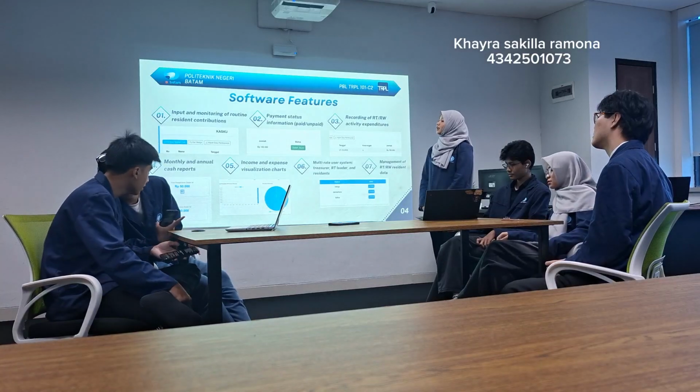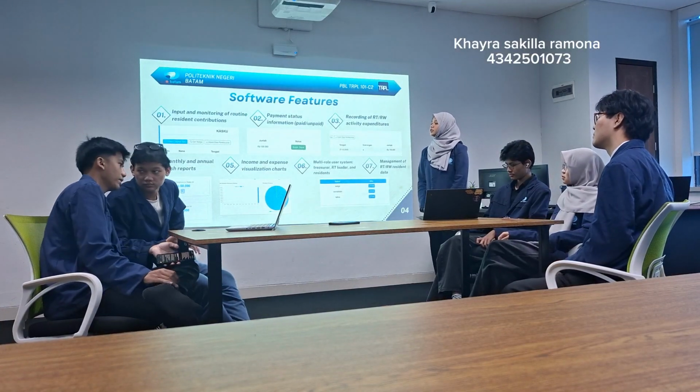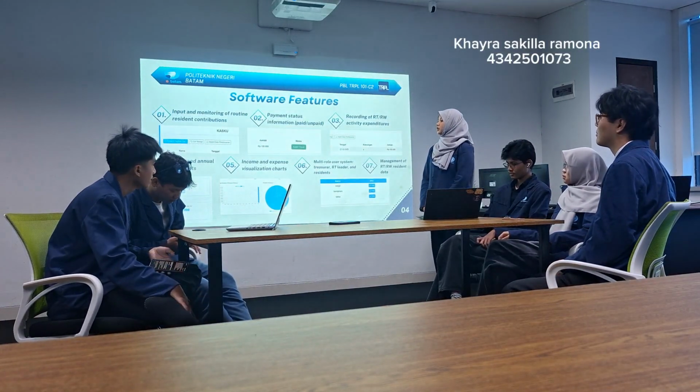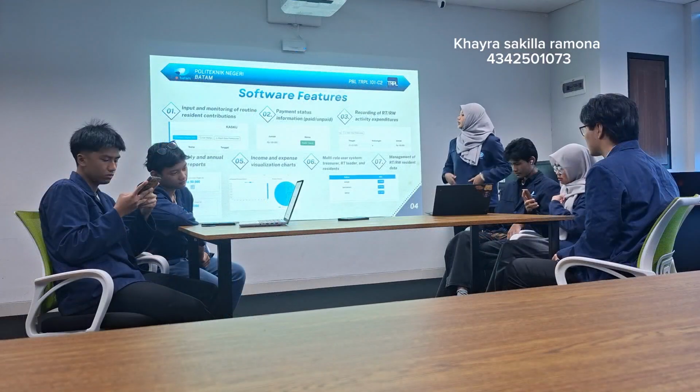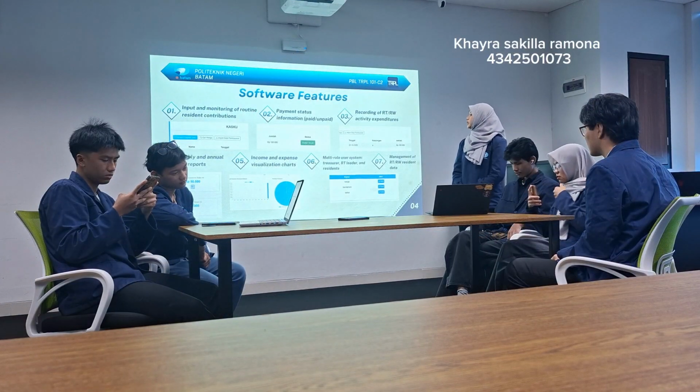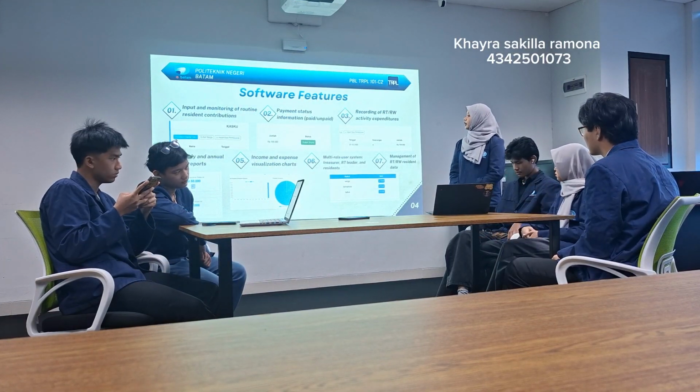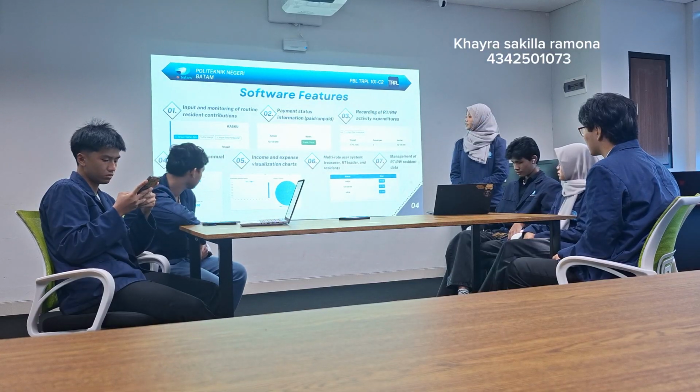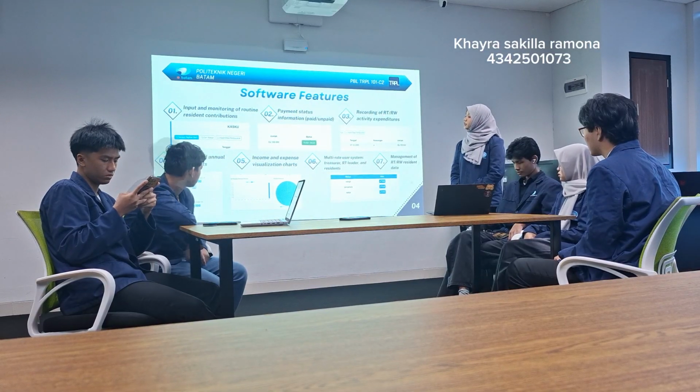The fourth is monthly and annual cash report. It's to help RT management monitor financial condition. The next is income and expenses visualization chart, to make financial information easy to understand.